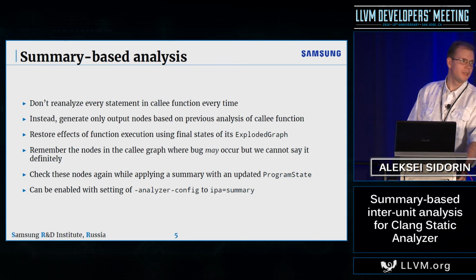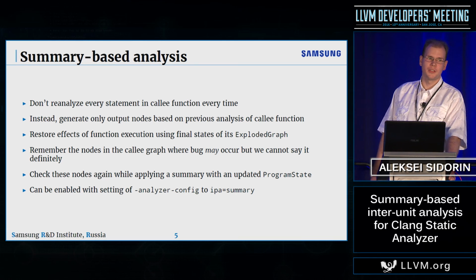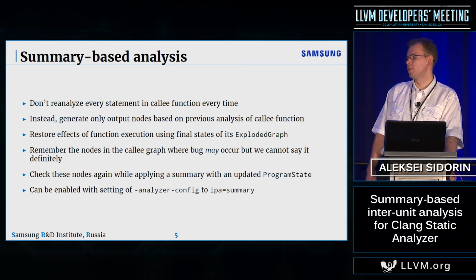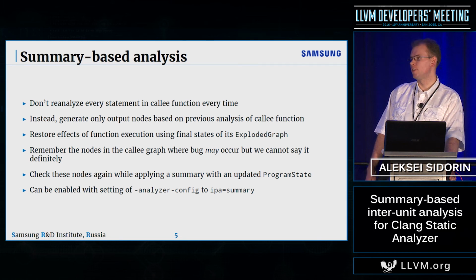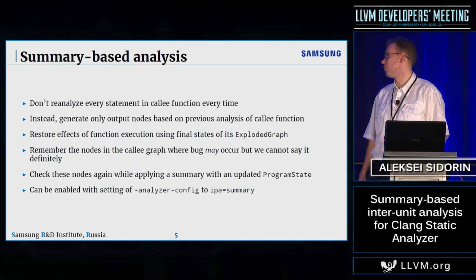The common idea of summary-based analysis is to use information about a function to model its execution in some context. In our implementation, we just analyze the function out of context to form its exploded graph. And we consider this graph as the function summary. And then we extract necessary information from the states of this exploded graph and apply this information to the states of the function call.